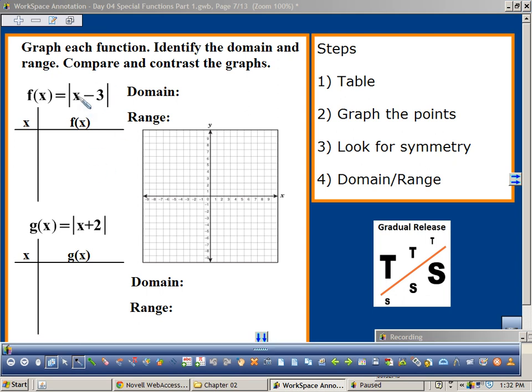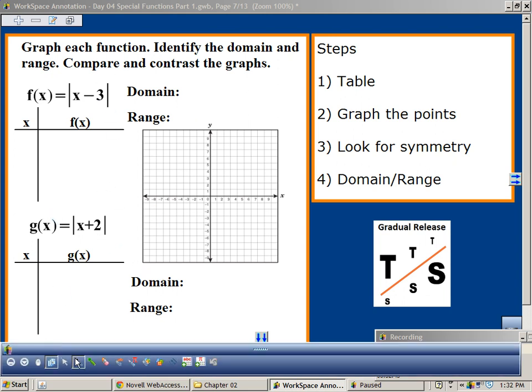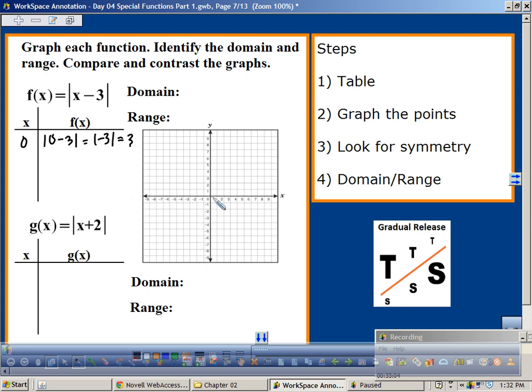These are on your paper. What's this one going to look like? Shifted to the right 3. What's this one going to look like? Shifted over to the left 2. Let's plug in some values. 0 is the easiest one, right? 0 minus 3 is negative 3, which the absolute value of negative 3 is just 3. So 0, 3. I said it's going to be shifted over 3. Let's plot that point and see if we're right.